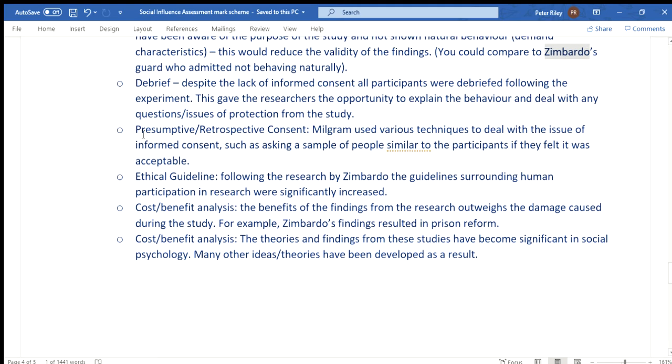You could talk about other forms of consent. Milgram in particular used presumptive and retrospective consent. I've already mentioned retrospective. That's just where you ask the participants after the study, are you glad you took part in the research? Are you glad you consented? Presumptive consent: Milgram asked other individuals who were similar to the participants in his obedience study whether or not they thought it would be acceptable. They agreed, so therefore Milgram presumed that his sample would also agree.